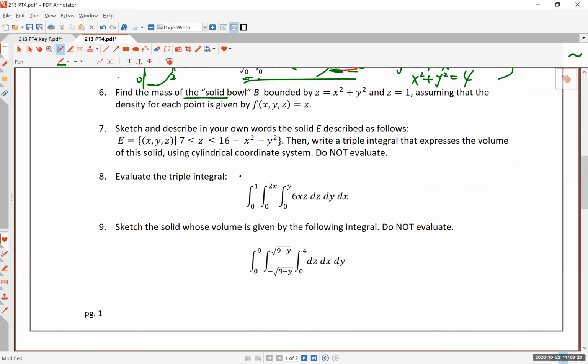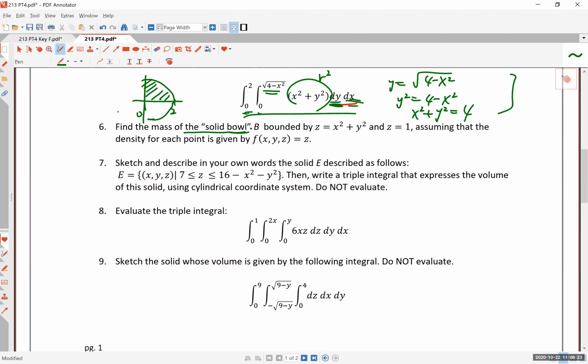Especially, the way I try to teach you is that integration is a continuous version of addition. So if you think of this solid bowl as this, and every point has a different density, I hope you understand that the triple integral of the density function is the total mass of this solid. It's bounded by z equals x squared plus y squared, this kind of thing here, and z equals 1. So you cap it at this horizontal plane and assume that the density for each point is given as z.